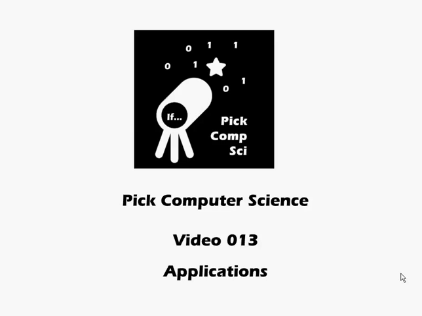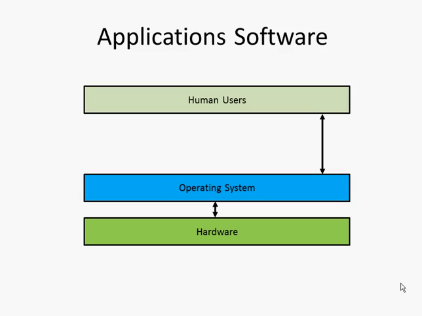Pick Computer Science video number 13, looking at application software. In a video on operating systems, we've already looked at how application software sits between the human user and the operating system. So we have our operating system installed onto a computer, and after that we can install some useful application software.